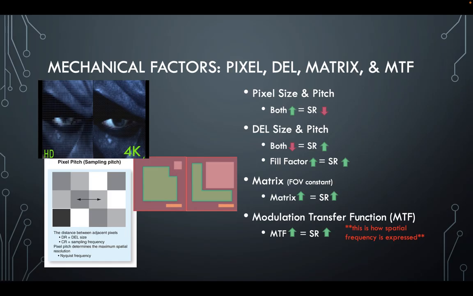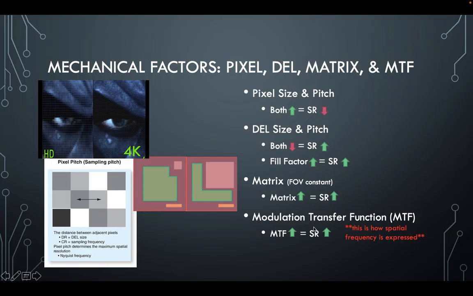So fill factor, as long as fill factor is increasing and I am not losing or increasing my pixel sizes too much to account for an increased fill factor, my spatial resolution is going to increase. Matrix size, we just went over it. As matrix size increases, spatial resolution is going to go up because my pixels or my DELs have to get smaller to fit within that field of view.